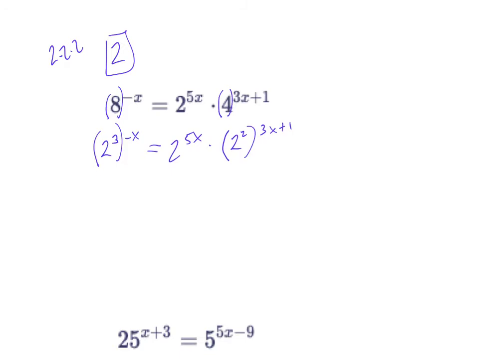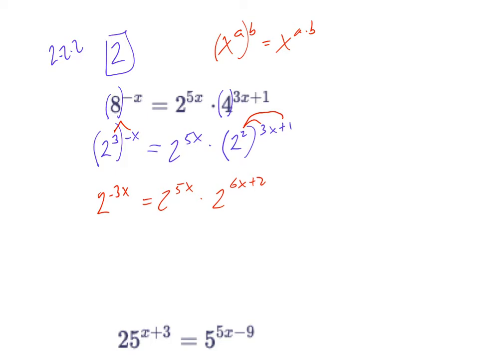Now I have all these bases the same. Now I'm going to just finish my power to a power rule here, since I now have a 3 and a negative x. So that's 2 to the negative 3x equals 2 to the 5x times, and now power to a power again. So this is 2 to the 6x plus 2, because it's really like distributing that 2, since power to a power again is multiplication. Again, x to the a to the b equals x to the a times b.